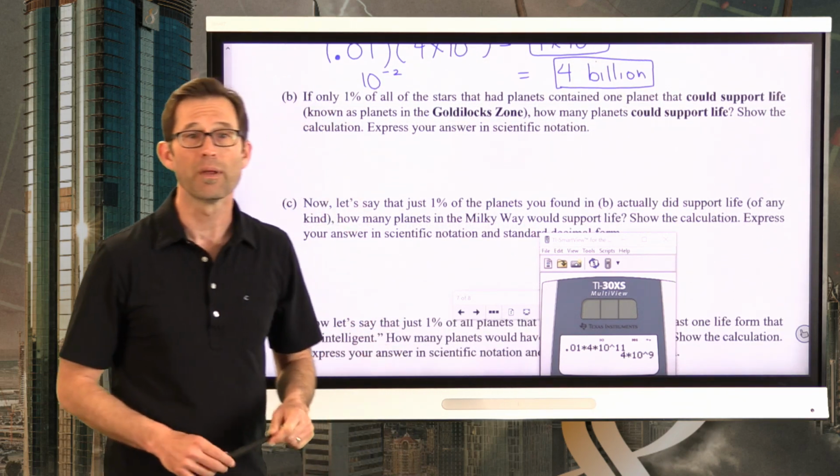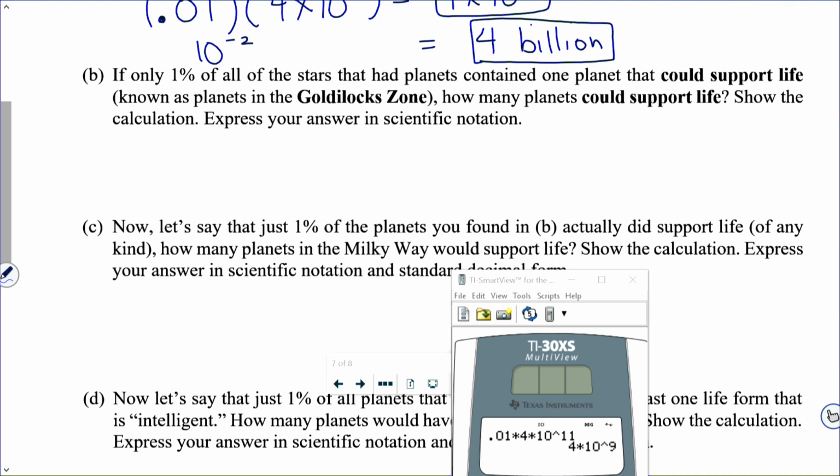Now let's take a look at letter B. If only 1% of all the stars that had planets contained one planet that could support life, known as planets in the Goldilocks zone, how many planets could support life? Show the calculation, express your answer in scientific notation.